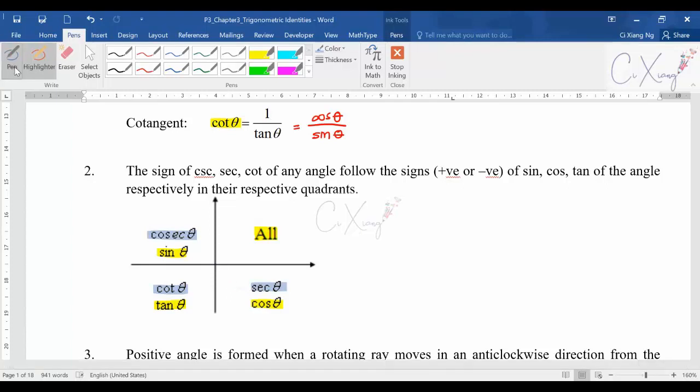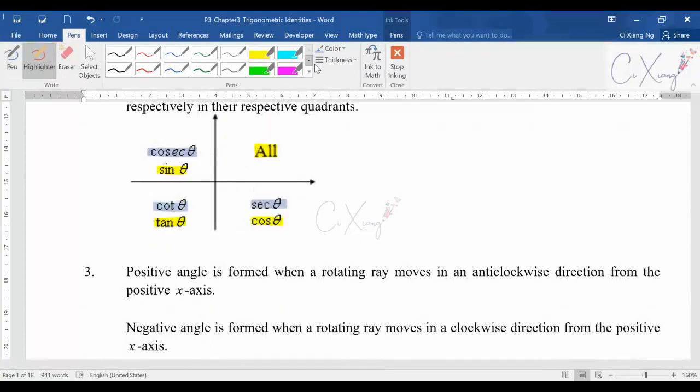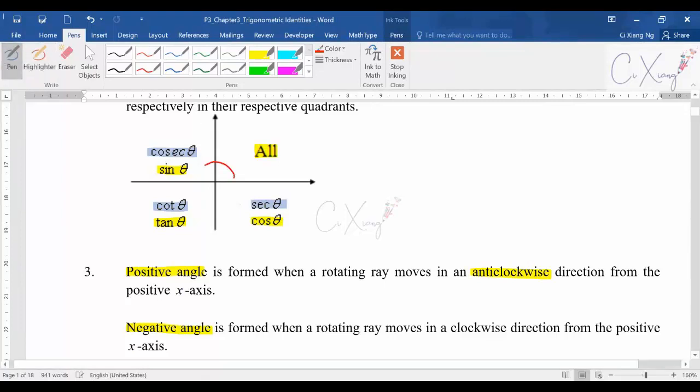Now let's talk about positive angle and negative angle. You learned it before. We have positive angles and we have negative angles. Positive angle means what? It is in the anti-clockwise direction. That means when you measure the angle, you measure in this direction.